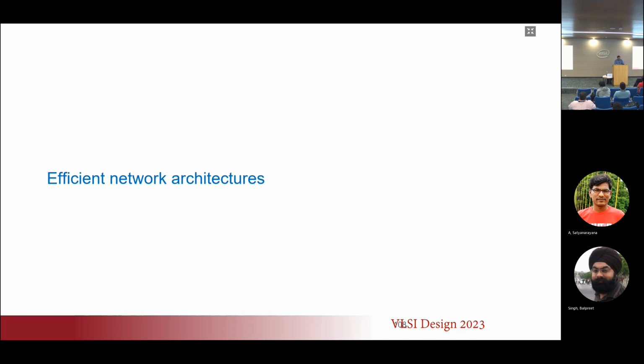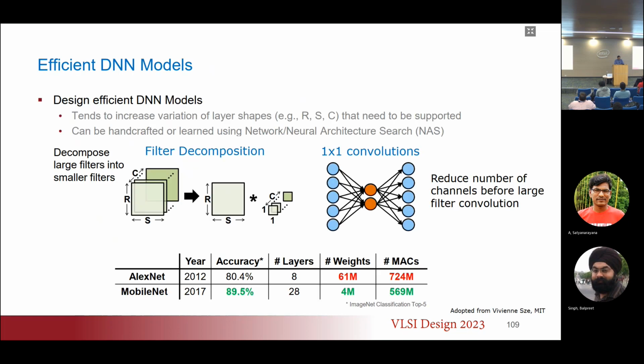We do quantization and pruning, and then we do efficient network architectures. And this is where some of the questions were earlier in the day. So, for example, AlexNet, which was introduced in 2012, has 80.4% accuracy, 8 layers, and 61 million weights. And the total number of multiply and accumulate operations you need to do the computation is 724 million.